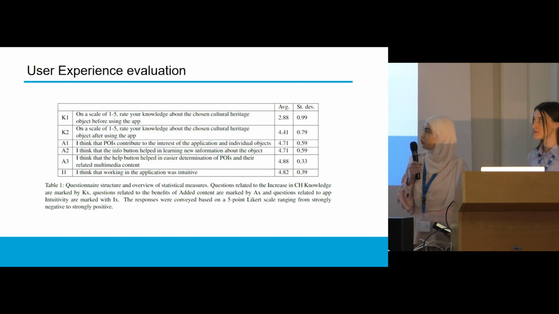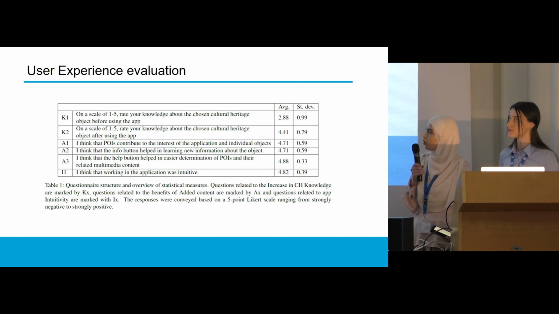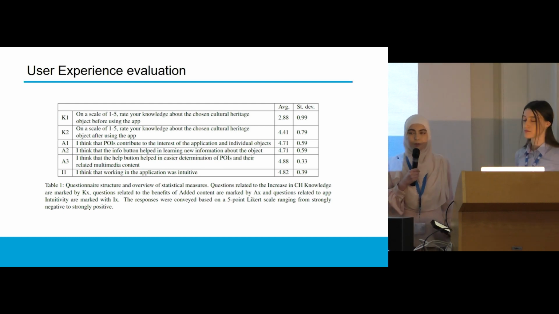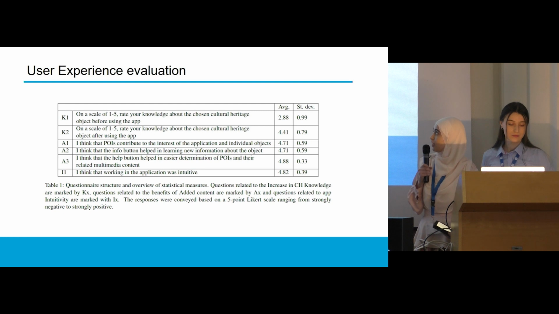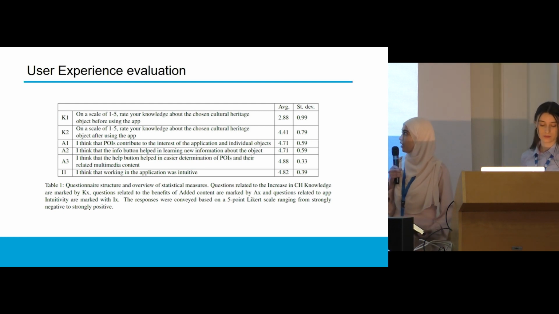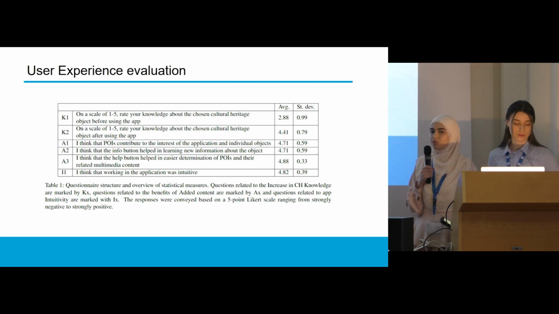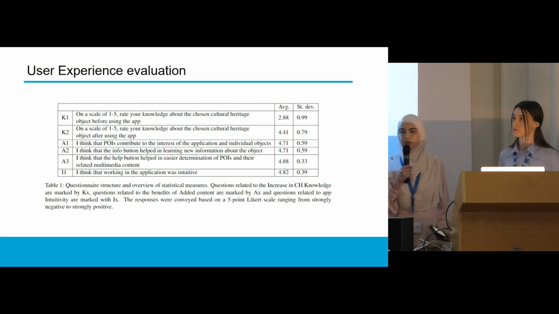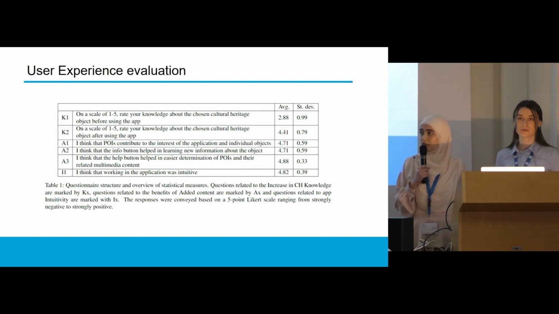The scale that was used was the 5-point Likert scale, ranging from strongly negative to strongly positive. The results strongly indicate that the use of the BiH Heritage AR application improves the user experience of learning about different cultural heritage objects from Bosnia and Herzegovina.